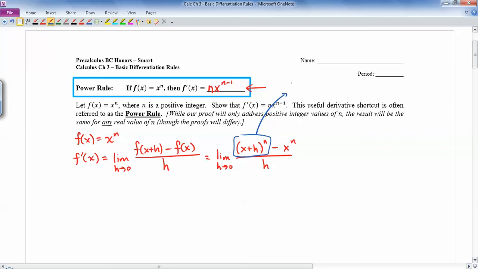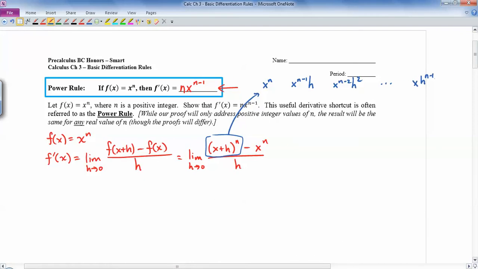So again, there's an x to the n term, an x to the n minus 1 term, an x to the n minus 2 term, dot, dot, dot, an x term, and then a constant term, essentially. And then here, these will be 0 h's, 1 h, 2 h's, and then this one will be h to the n minus 1, and then an h to the n term.